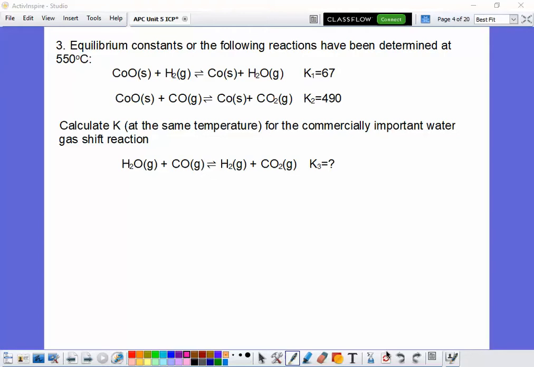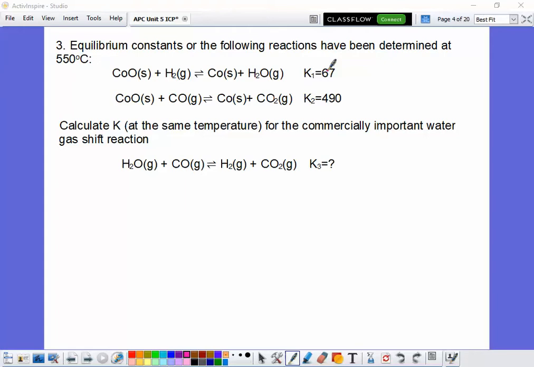So, for this one, we're looking at two reactions, this one and this one, that have been done at, what's my temperature? 550 degrees Celsius. These experiments have been done at that temperature, and the equilibrium constants for both of those reactions have been measured.